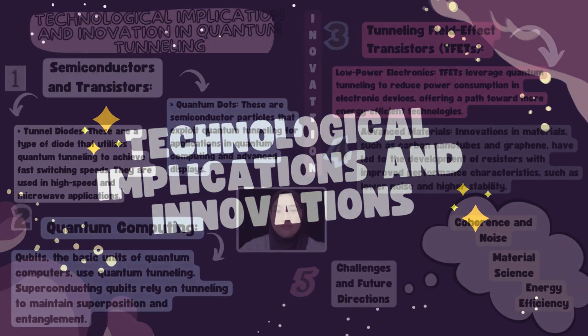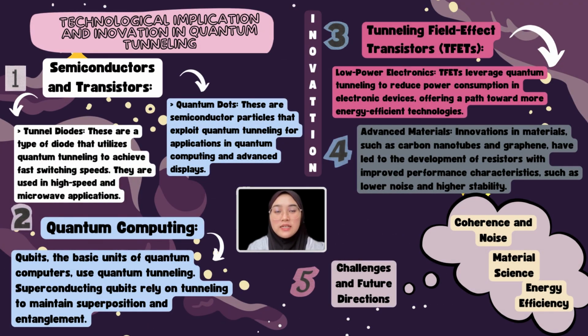Thank you. So for the next point, it is technological implication and innovation in quantum tunneling. I chose semiconductor and transistor. The implication is on tunnel diodes. These are a type of diode that utilize quantum tunneling to achieve fast switching speed. They are used in high speed and microwave applications.